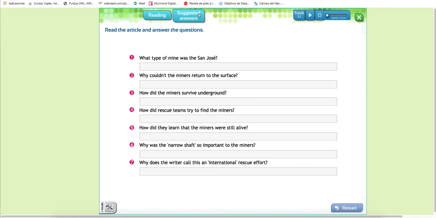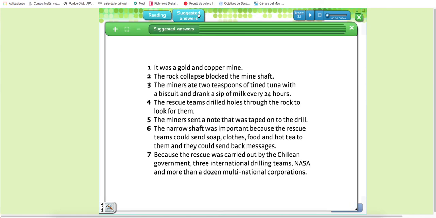Okay, let's check the answers. So, what do you think? Number 1, a gold and copper mine, it was okay. Number 2, the rock collapse blocked the mine shaft. So yeah, the fact that they had an accident was okay. Number 3, the miners ate two teaspoons of tuna with a biscuit. So the answer that you gave, like they managed their food and they organized their provisions, was okay too.